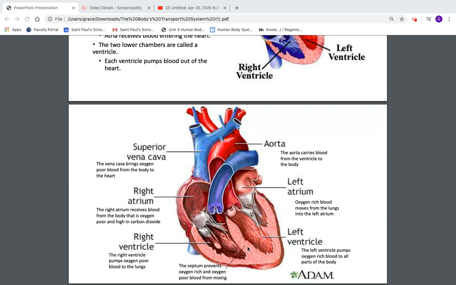The right ventricle pumps oxygen-poor blood to the lungs. The right atrium receives blood from the lungs that is oxygen-poor and high in carbon dioxide. And then if we look up, we have the vena cava. The vena cava brings oxygen-poor blood from the body to the heart.